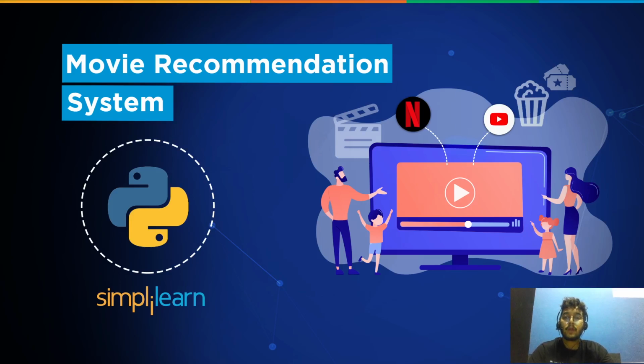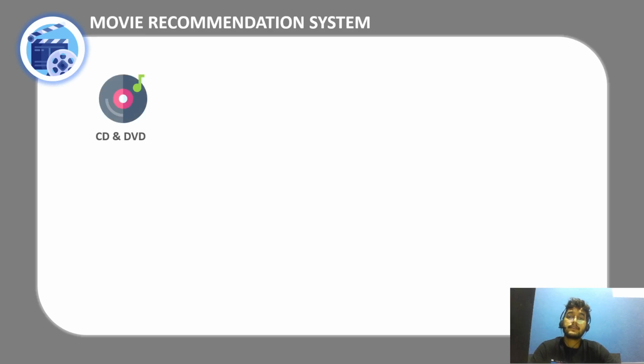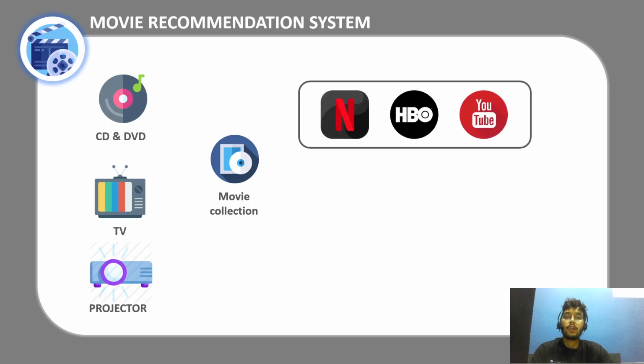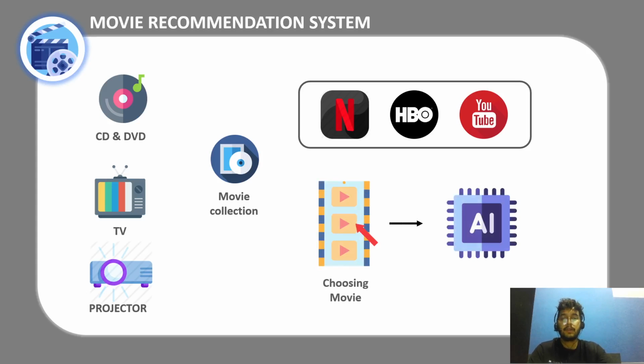Before we move on to the programming part, let's discuss what a movie recommendation system actually is. Renting CDs and DVDs, reading local TV listings, watching film strip projectors or recordings, all of this is a thing of the past today. All of the world's biggest film collections have been digitized and moved to online streaming services like Netflix, HBO or YouTube. These platforms can now help us with what is possibly the most difficult task of all, choosing a movie. They have been enhanced with AI powered capabilities.